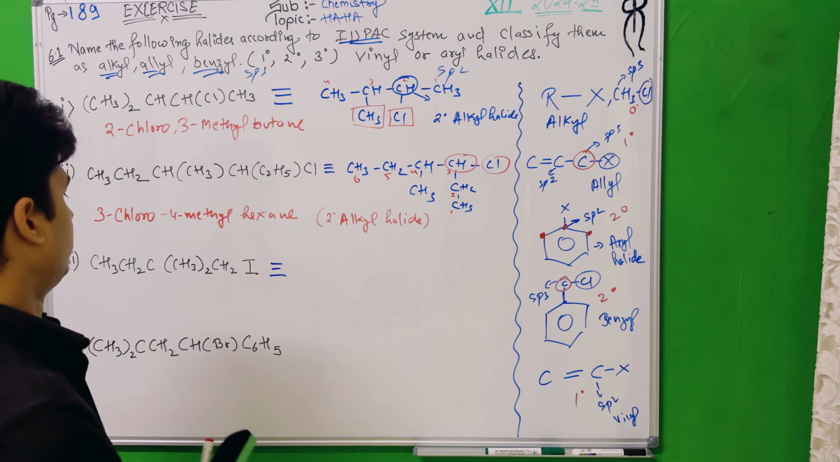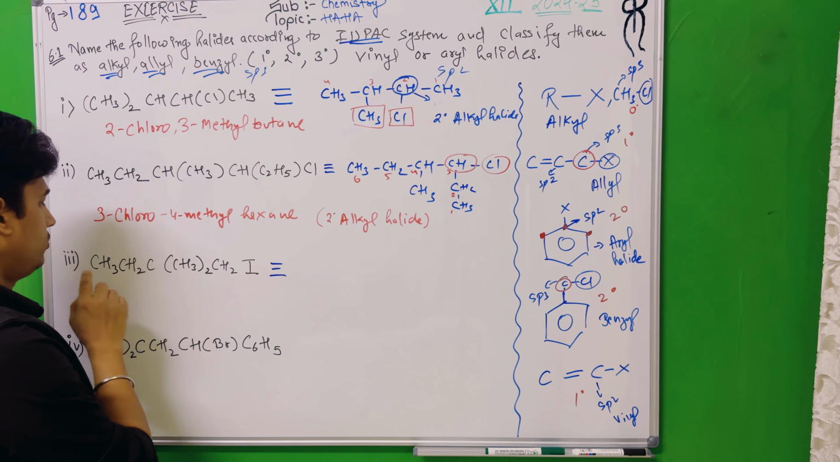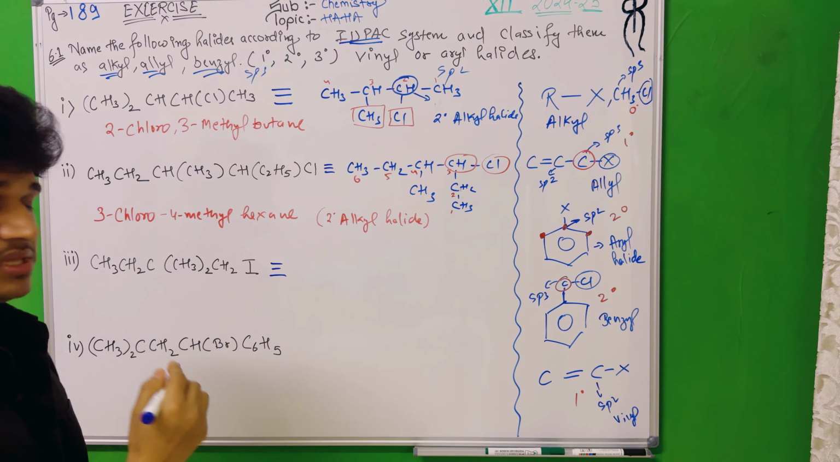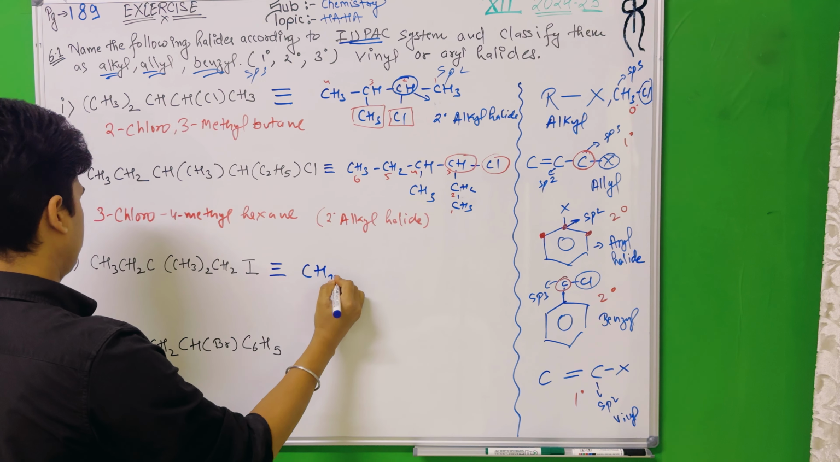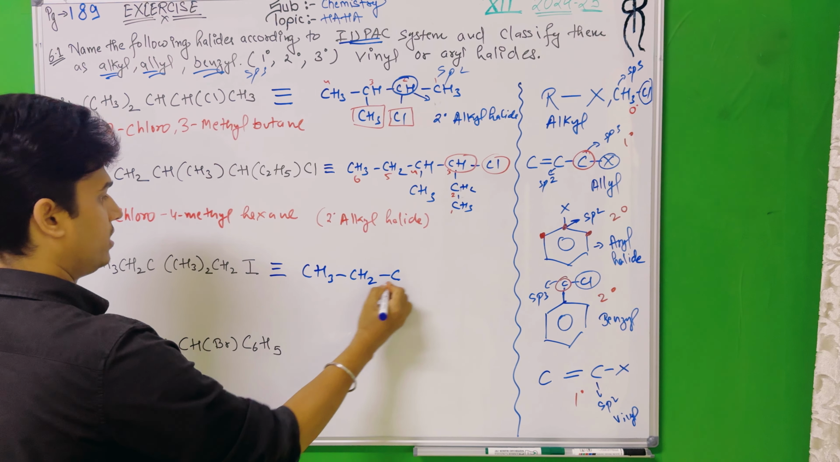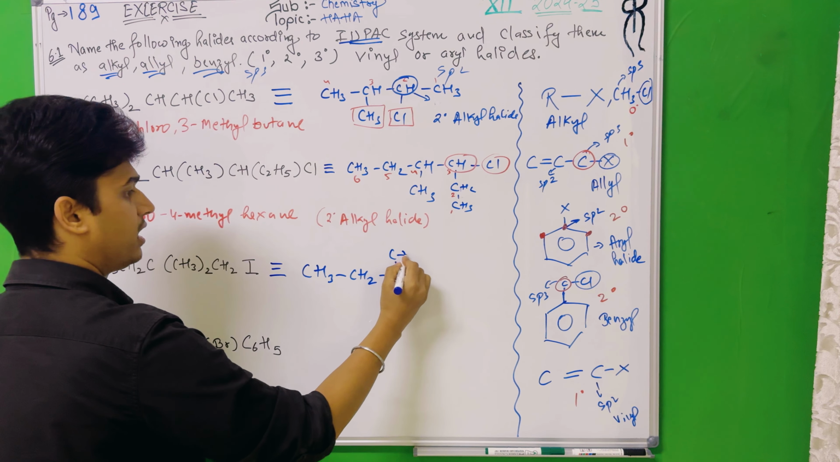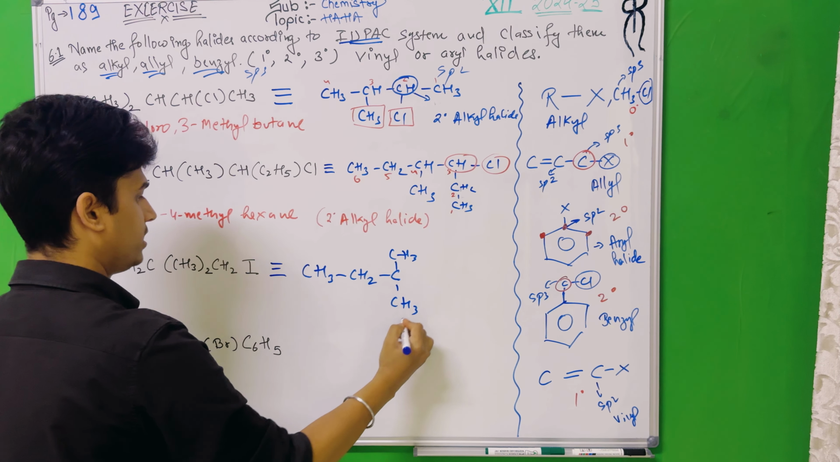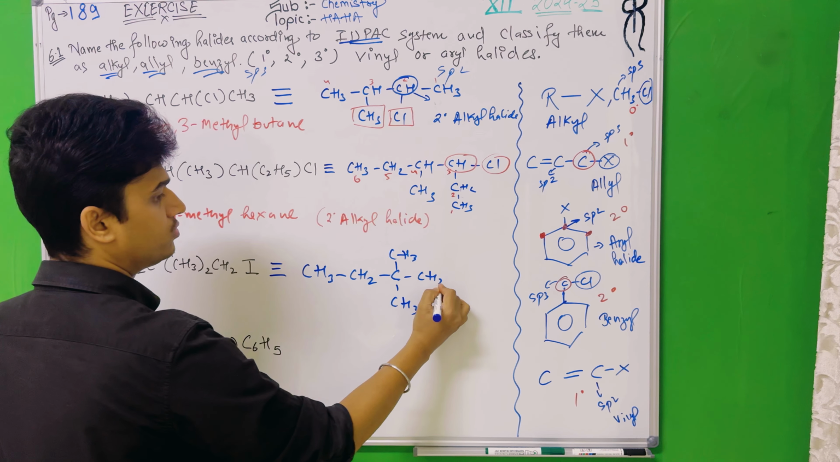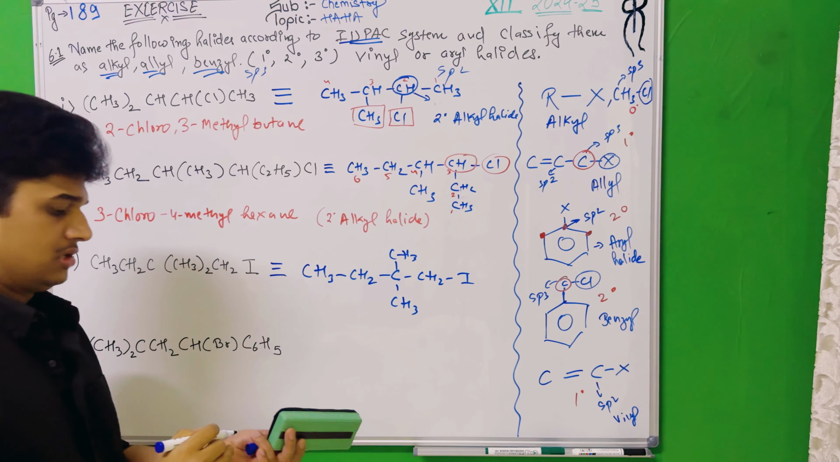So let's jump towards the 3rd question now. 3rd question is CH3. First open the structure. CH3 as it is, CH2, then a carbon, this is bracket, that means it's present as a branch, CH3 here on the top and then here, then CH2, then iodine. Okay, so this is your open structure.